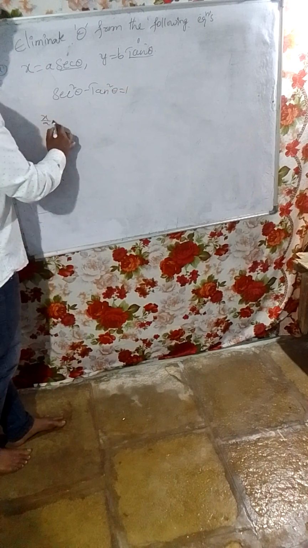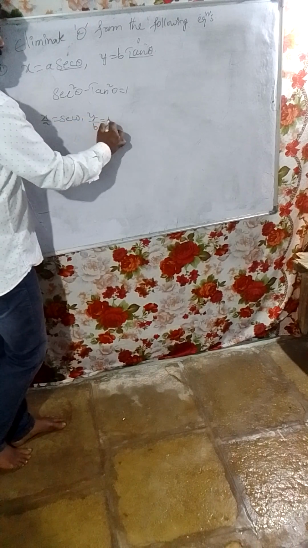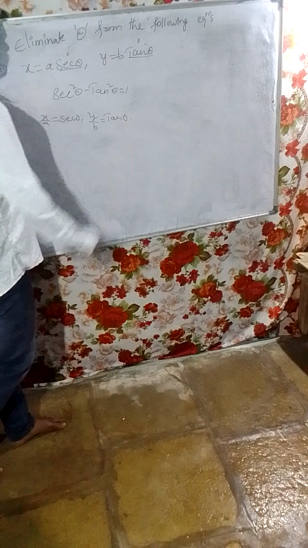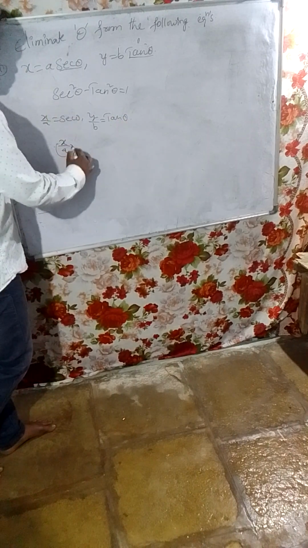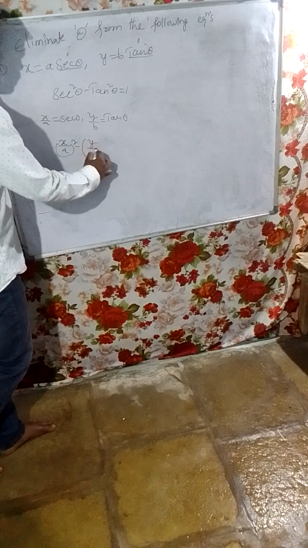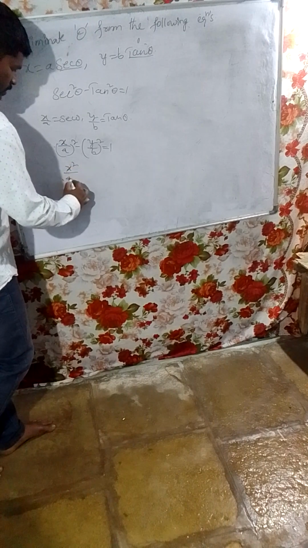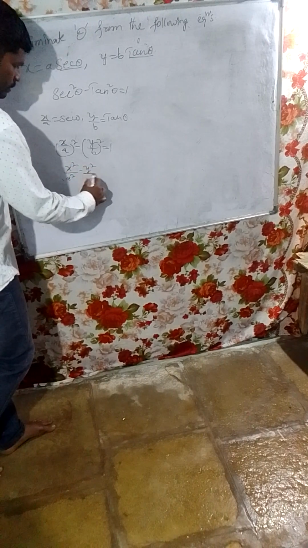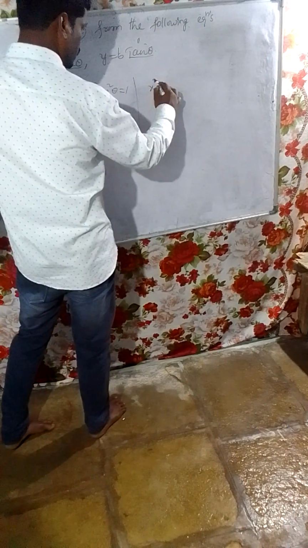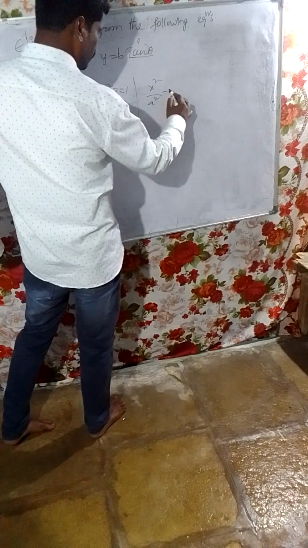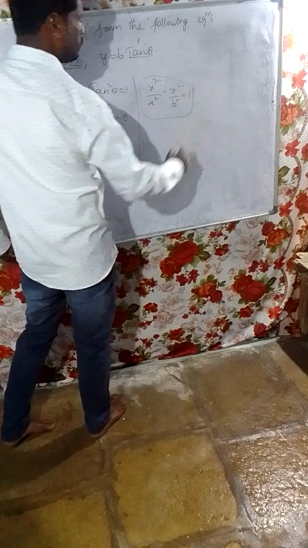Then x by a is sec theta, y by b is tan theta. Substitute here: x by a whole square minus y by b whole square equal to 1. Then x square by a square minus y square by b square equal to 1. This is our required solution.